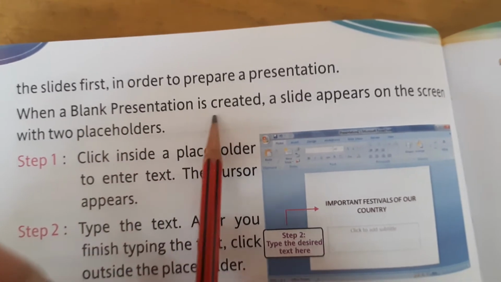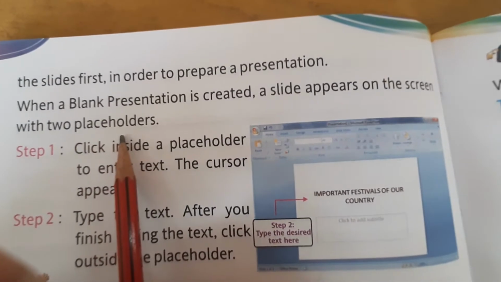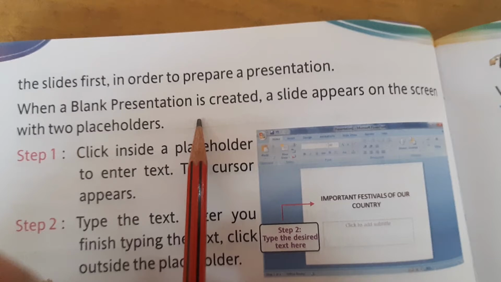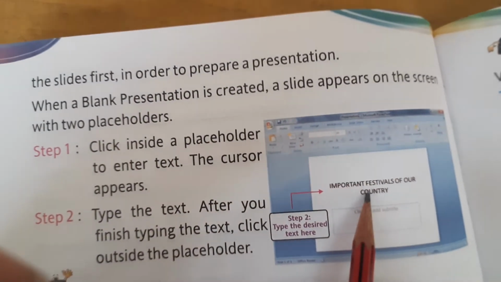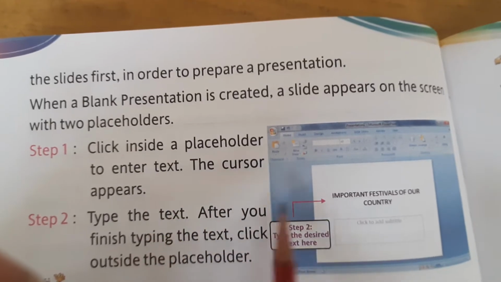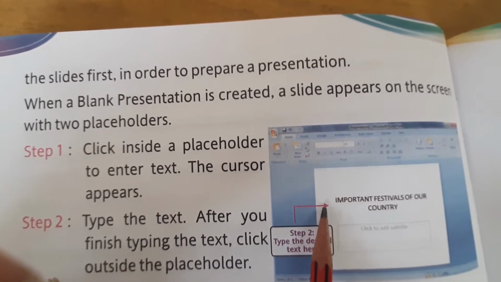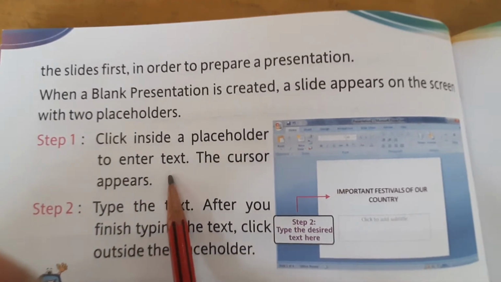When a blank presentation is created, a slide appears on the screen with two placeholders. So whenever a blank presentation is created, by default what happens? A slide with two placeholders appears. We have learned what a placeholder is, where we can do the work. Now first, click inside a placeholder to enter text.